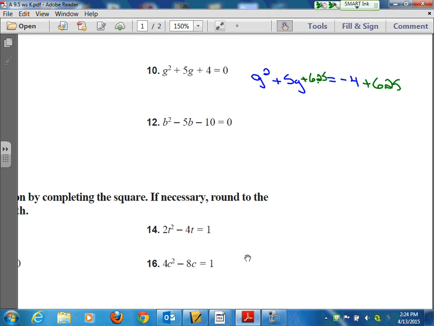We're going to turn the left side, the trinomial, into one set of parentheses. And when we do that, we take the square root of the first term. The square root of g squared is g. Bring down the plus sign. The square root of 6.25 would be 2.5. Combine the other side, get negative 4 with 6.25, 2.25.